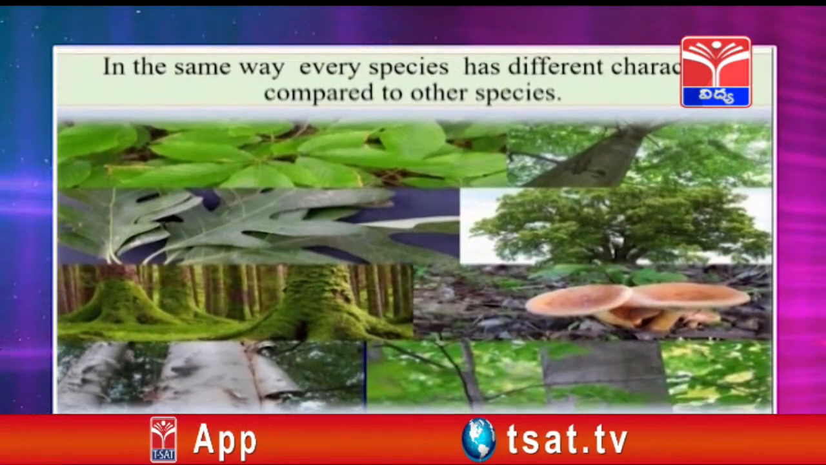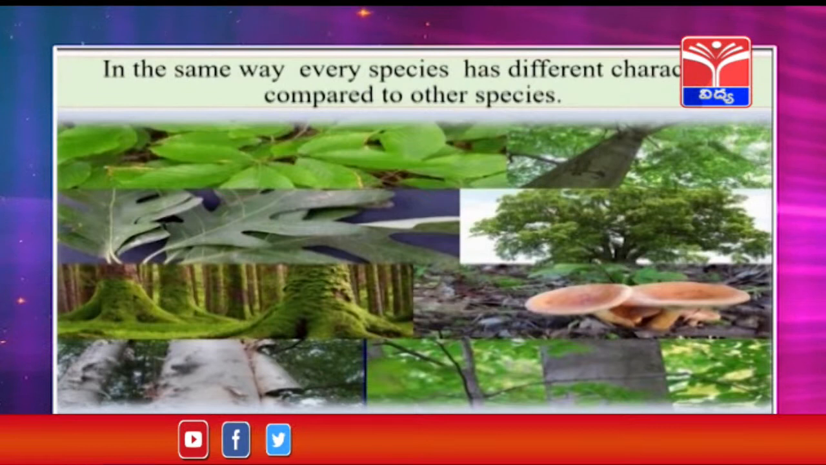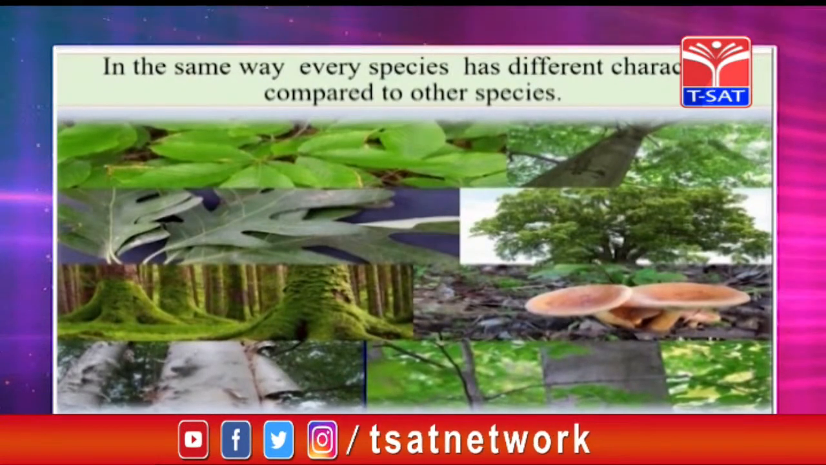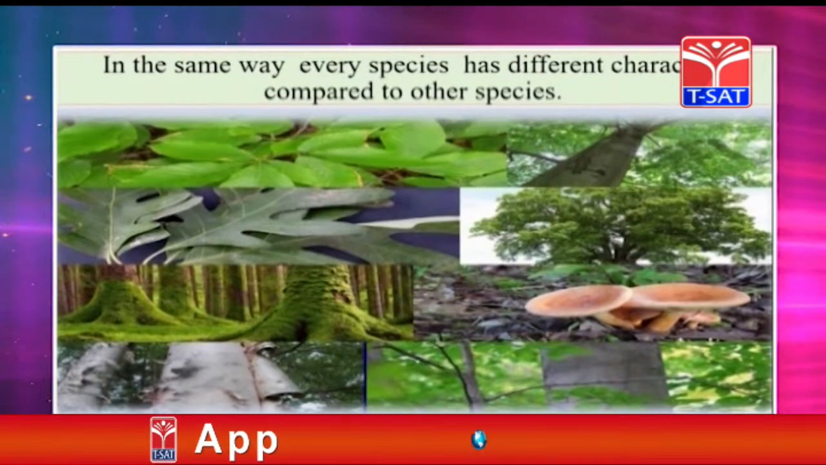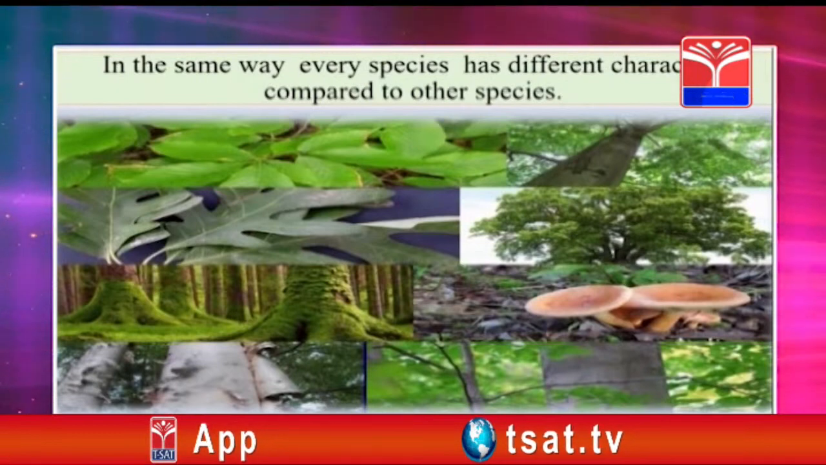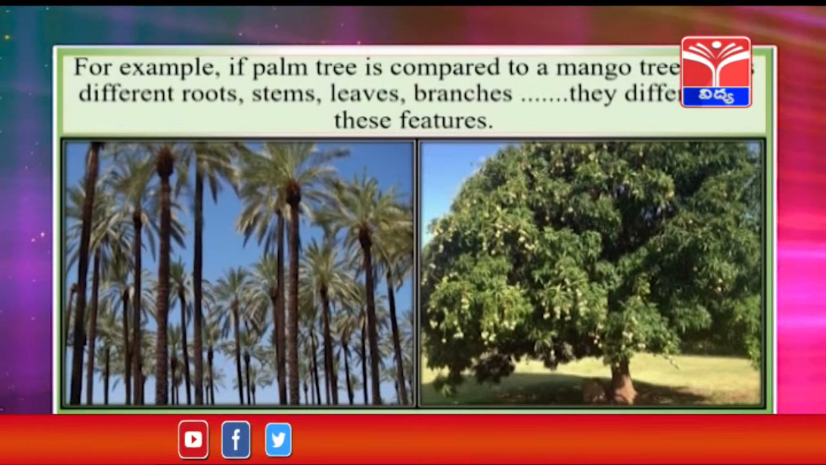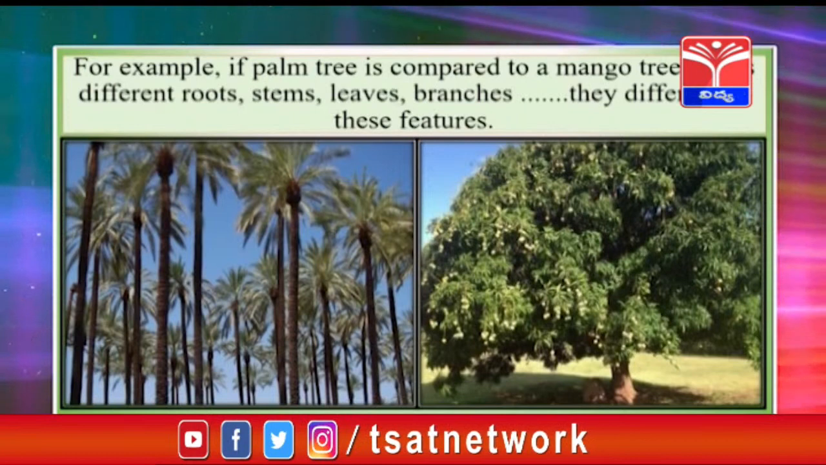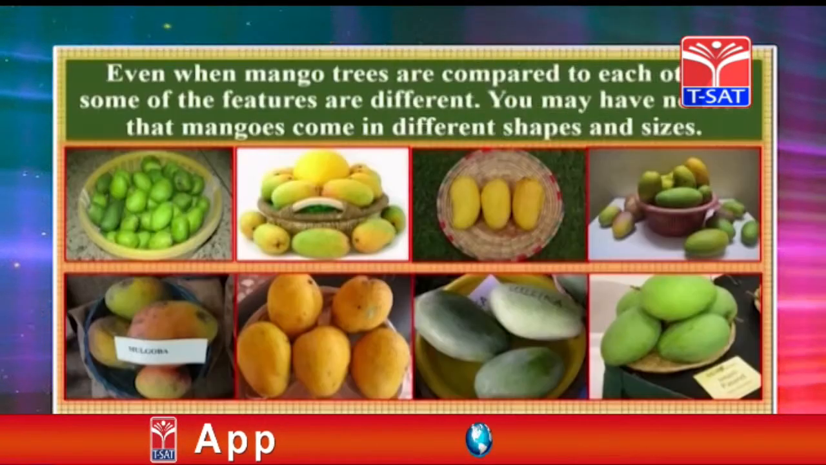In the same way, every species has different characters compared to other species. These differences are in terms of their shape, color, size, or root system, or stem, branches, leaves, flowers and fruits. For example, if palm tree is compared to a mango tree, it has different roots, stems, leaves, branches. They differ in all these features.